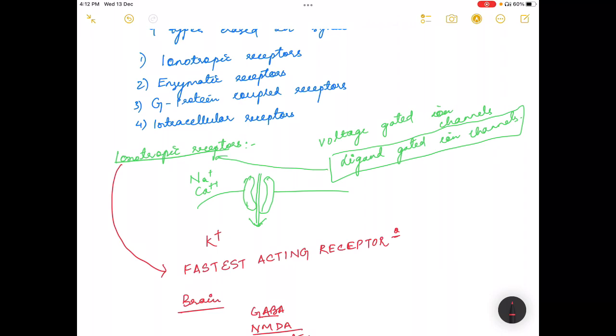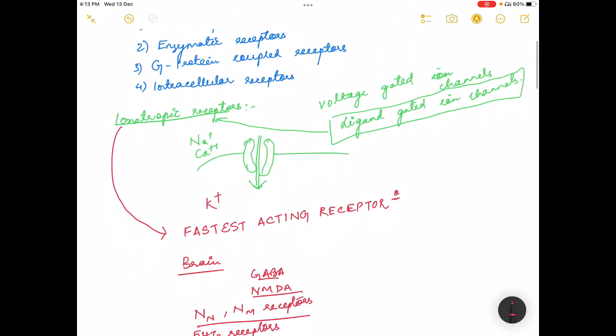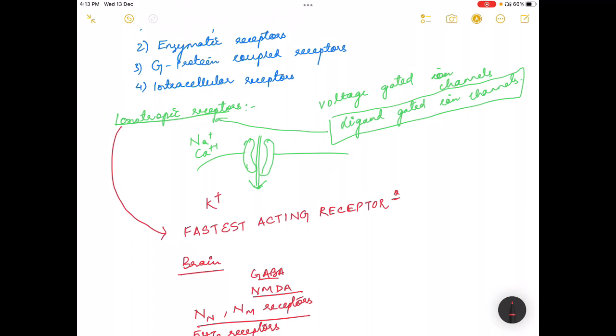Okay. So the receptors based on the signal transduction mechanisms, to summarize, are of four types: ionotropic receptors, enzymatic receptors, G protein coupled receptors and intracellular receptors. Ionotropic receptors are also known as ligand gated ion channels. Whenever the drug comes and binds to the receptor, an ion channel opens up and the ions cross either to the inside of the cell or from the inside to the outside based on the concentration.